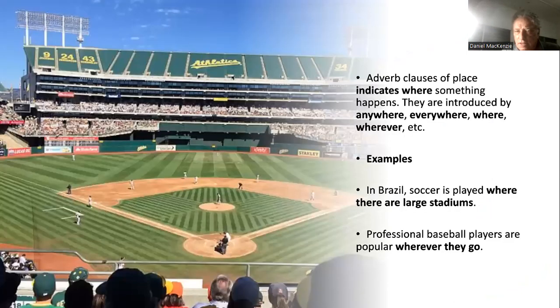Adverb clauses of place indicate where something happens. They are introduced by anywhere, everywhere, where, wherever, etc. Examples. In Brazil, soccer is played where there are large stadiums. Where there are large stadiums is an adverb clause of place. Professional baseball players are popular wherever they go. Wherever they go is also an adverb clause of place.